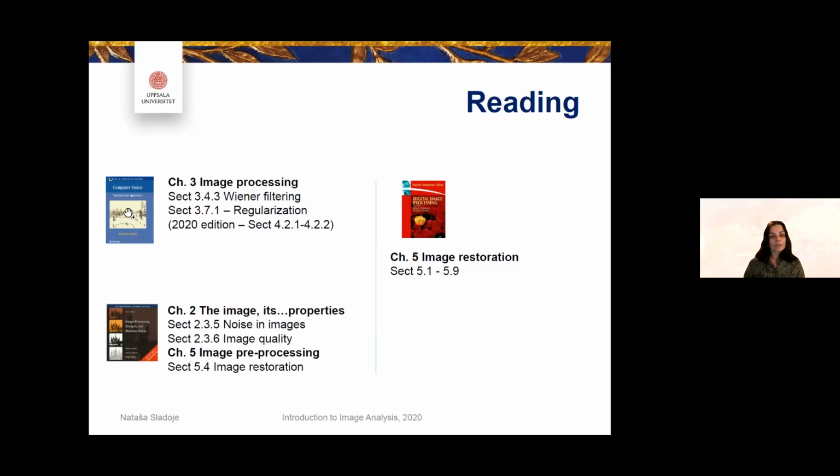And finally, the Computer Vision: Algorithms and Applications book. It does not have that much on this topic, but it has some parts. So it covers Wiener filtering, it talks about regularization in general, and I would say that the new second edition, which is available online, as I commented, has a bit more. So you might want to look at these two sections in the second edition and have slightly more content that is related to what we talked about today.